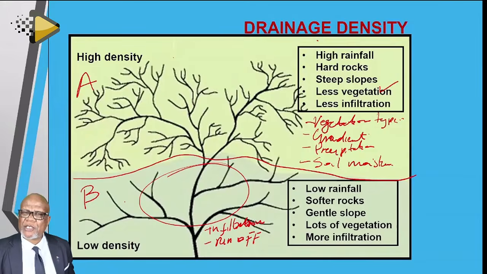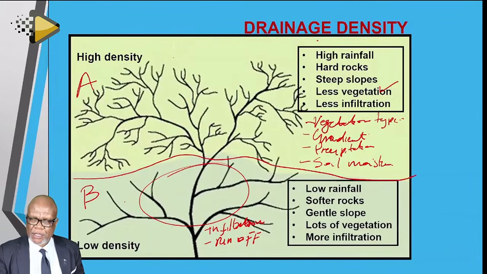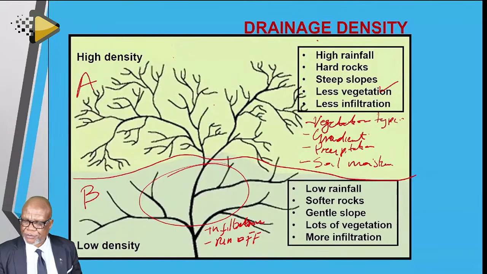What do you mean by lower density? Hence, we have fewer streams. We have fewer streams because most of the water infiltrated. But here, most of the water is running on the surface. That is what we call surface runoff, or flowing.